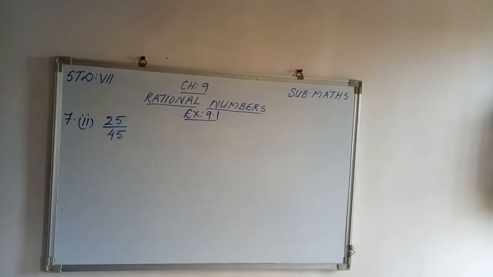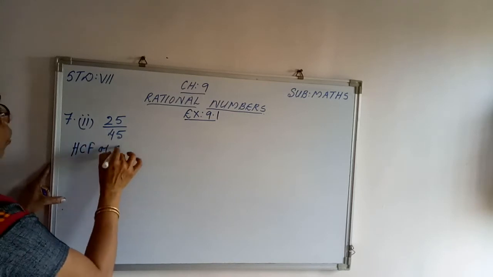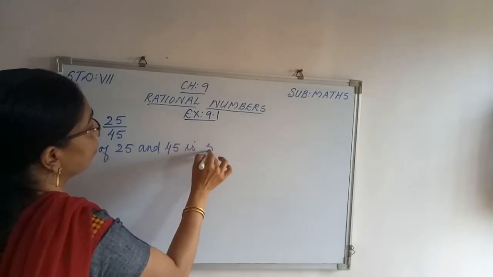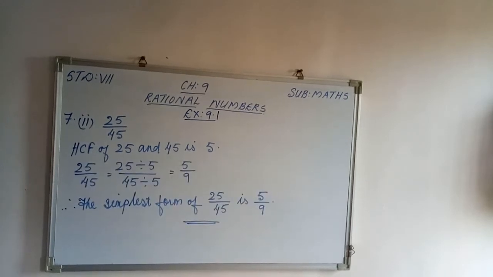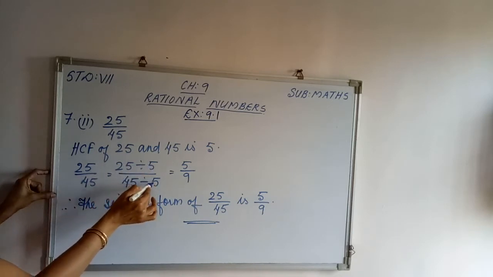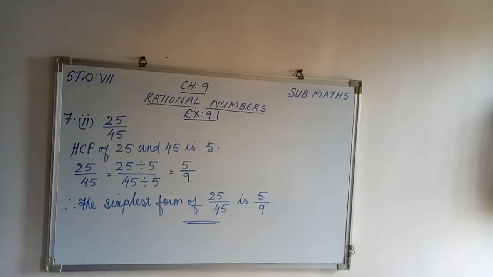25 upon 45. So what I told, first you have to divide both numerator and denominator with the HCF. What is the HCF of 25 and 45? So we can write HCF of 25 and 45 is 5. So divide with 5. 25 upon 45 is equal to 25 divided by 5, 45 divided by 5. That's equal to 5 upon 9. Therefore, the simplest form of 25 upon 45 is 5 upon 9.